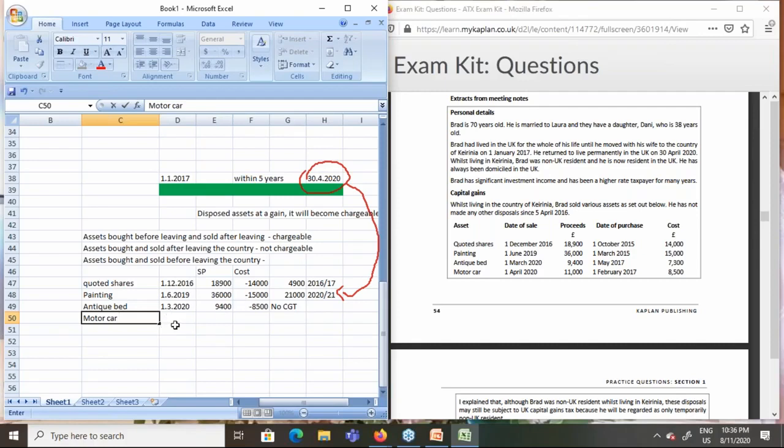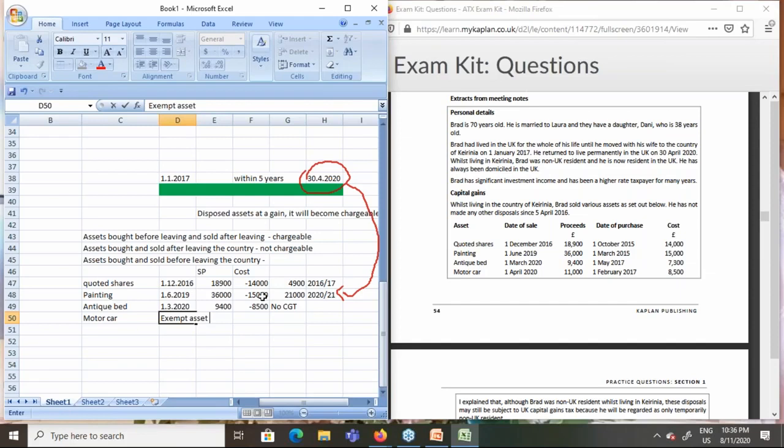Here, you should not waste your time to analyze this because it is a motor car. Quoted shares, paintings, antique beds, all are chargeable assets. But a motor car, it doesn't matter whether you were temporarily UK resident or not. Motor cars are never subject to CGT. It is an exempt asset from CGT. Therefore, you do not have to do any computation in this situation.